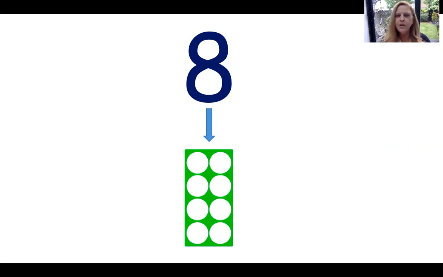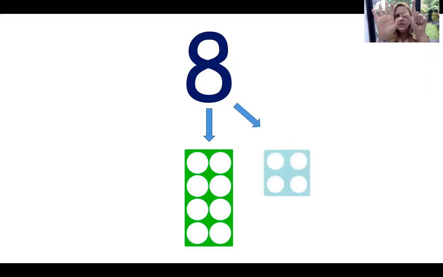But we can use other Numicon pieces to make 8. So let's have a look at another way. We've got a number 4. So 4, what other shape would we need? We'd need 4, 5, 6, 7, 8. So we'd need another 4. 4 and 4 makes 8.